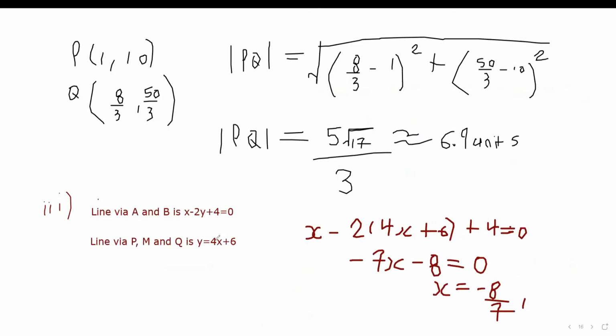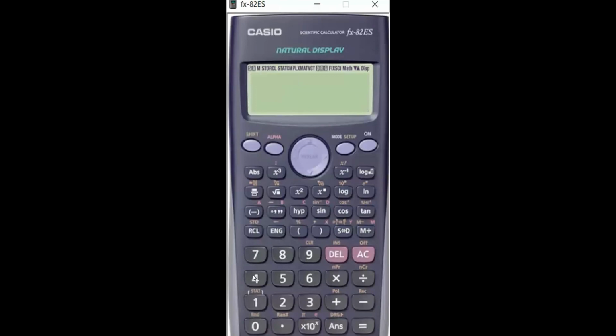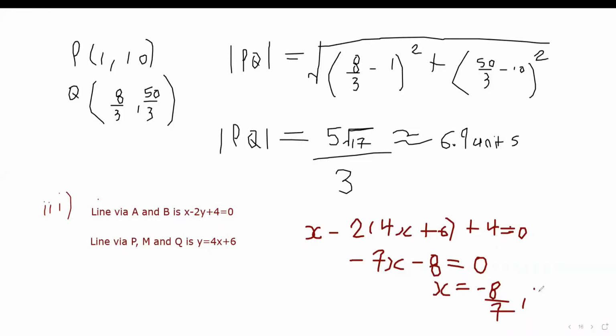Now we can find y by plugging it in right here. Let's put that in the calculator. So 4 times that x value, 4 times in brackets minus 8 over 7, plus 6. That's 10 over 7. So y is 10 over 7. So now, Marika, this is our point M. That gives you the point M.